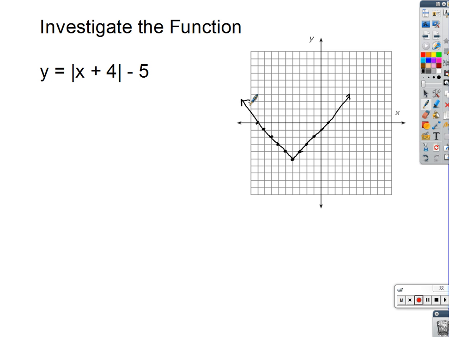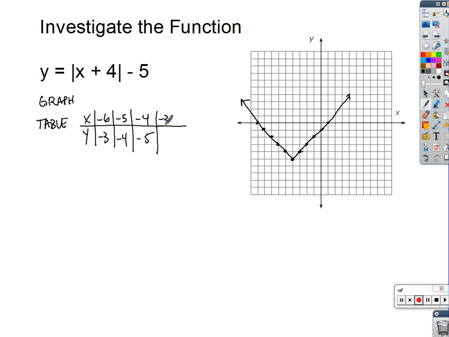So that's my graph. That's part of an investigation. The table would be part of an investigation. So x, y. Let's see here, -6. -6 plus 4 is -2. That's 2. Minus 5 is -3. -5 would be -4. -4 would be -5, and then it comes back up from there. -3, -4, -2, -3. You don't have to choose those values. They're the ones I chose because they start in the center and go both directions.